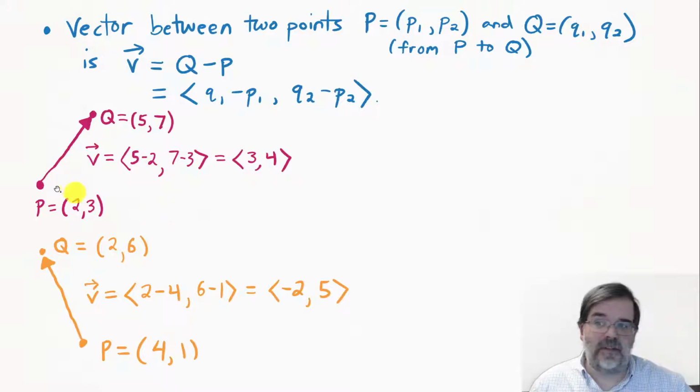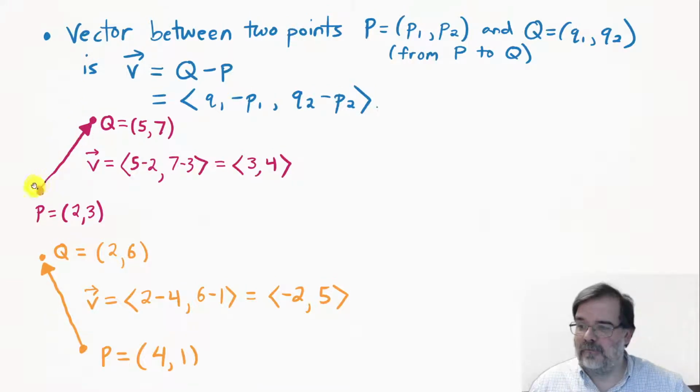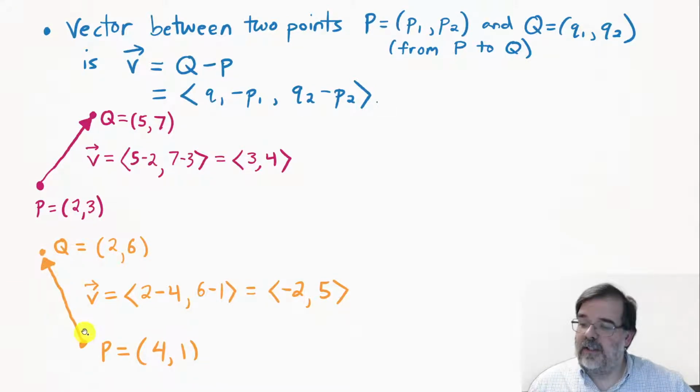Now the order does make a difference. This vector brings you from P to Q. If you wanted the vector from Q to P, you just do the subtraction in the opposite order. As another example, let's say P is the point (4, 1). It's your initial point, and you want the vector with terminal point (2, 6).